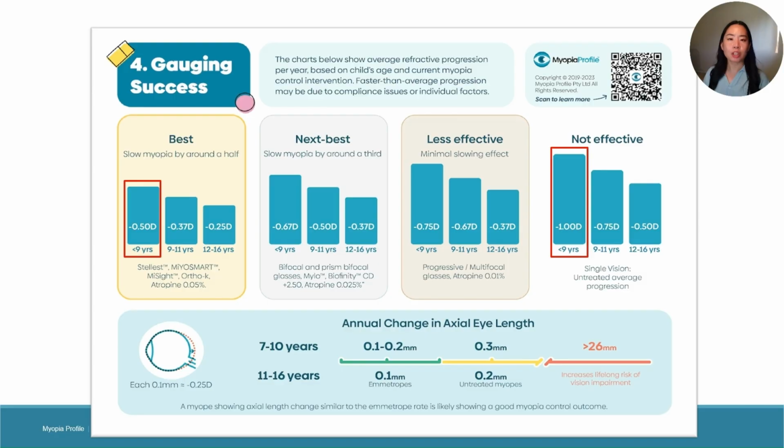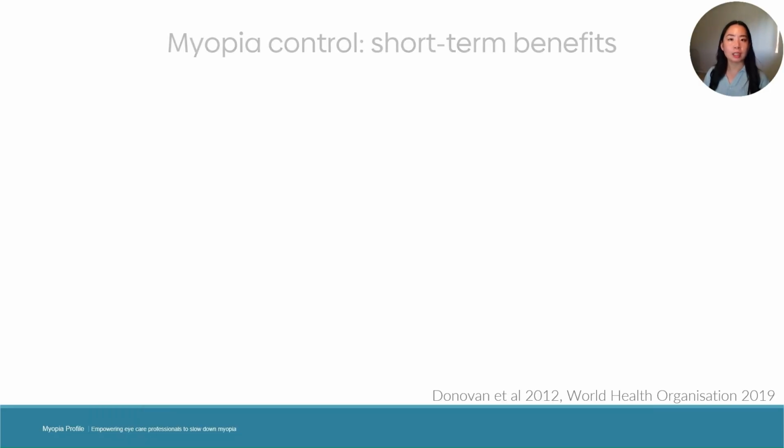Now, what might that actually look like for a child in a clinical setting? If we think about the short-term benefits of myopia control, one of the main benefits is better vision in between visits and also unaided.